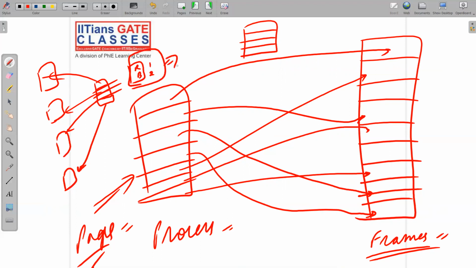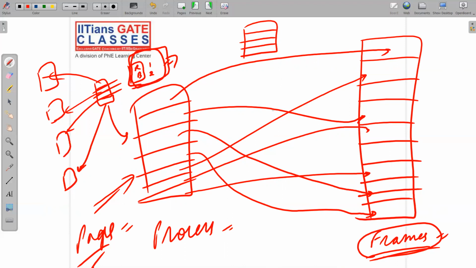Whatever you have stored on the slip of paper, that is your page map table. The pack of 4 shirts is your process, and the almirahs are nothing but the frames of main memory. So I hope you have got an idea of what exactly paging is.